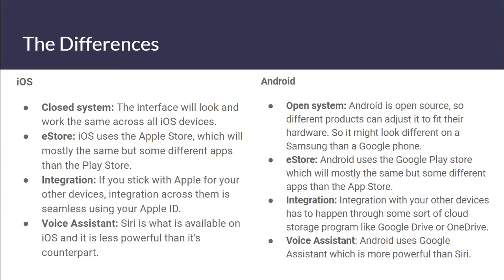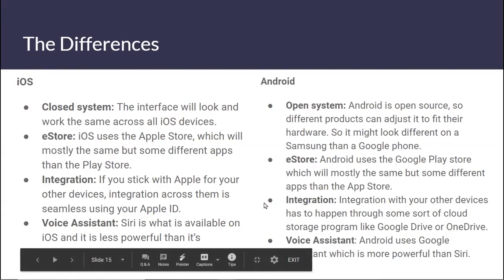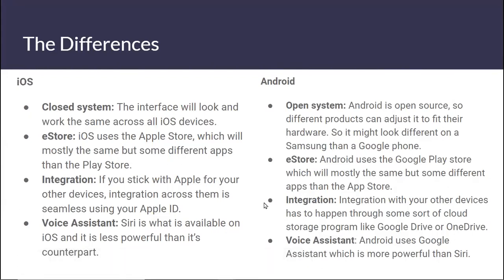Integration for iOS. If you stick with Apple for your other devices, integration across them is seamless using your Apple ID. Integration for Android happens through a cloud storage program such as Google Drive or OneDrive. Voice assistants for iOS and Android are also different. Siri is used for iOS, and it is less powerful than its counterpart. Android uses Google Assistant, which is more powerful than Siri.